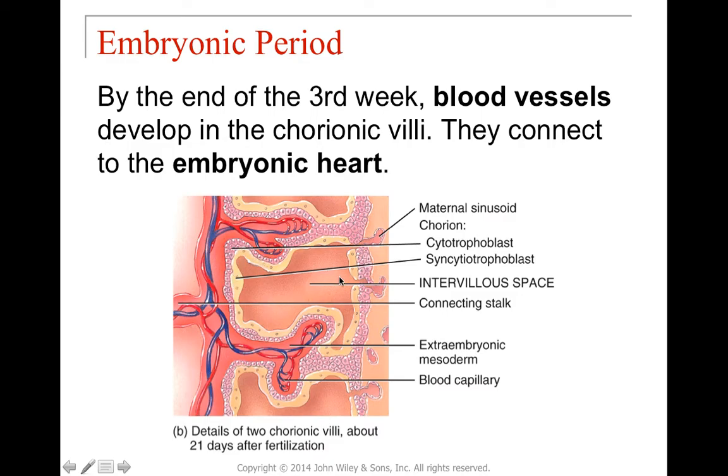So this area is the intervillous space whereby fluid can leak from the maternal sinusoids out into this region and then go across into the region that surrounds the blood capillaries and then can get picked up for the embryonic circulation. So this is a way that we can have maternal exchange of things that are not going to be blood cells themselves, but are going to be things that are going to be nutrients going in and waste going out.